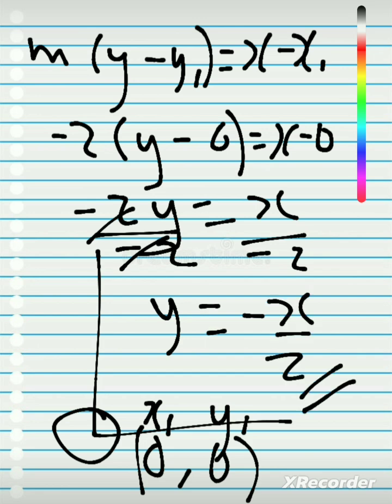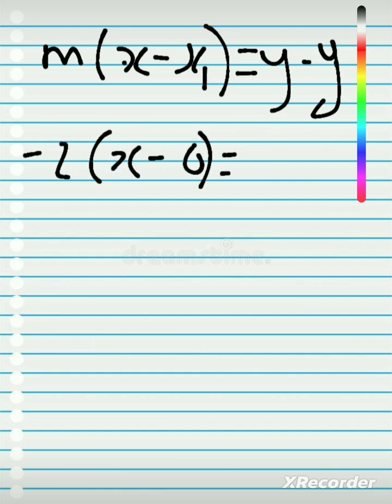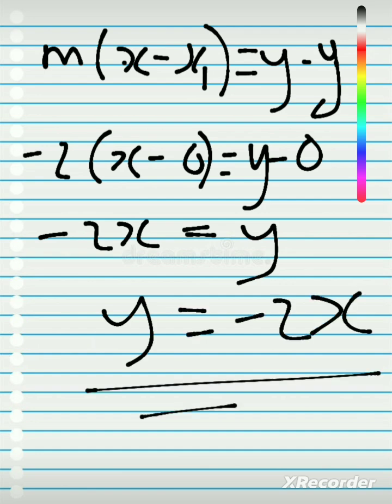Oh, I've swapped the formula. It's supposed to be like this. I don't like this formula, so I just wanted to demonstrate. It's y minus y1 equals m times x minus x1. So m is negative 2, x minus 0, x1, then y minus 0. So it's going to be negative 2x equals y. So our answer is y is equal to negative 2x. This is the equation of the parallel line.